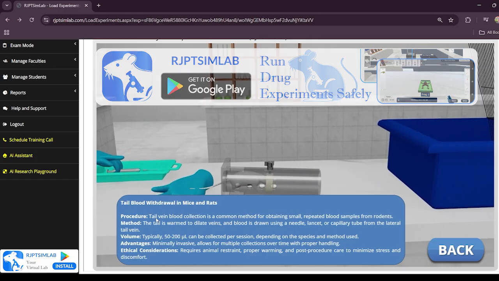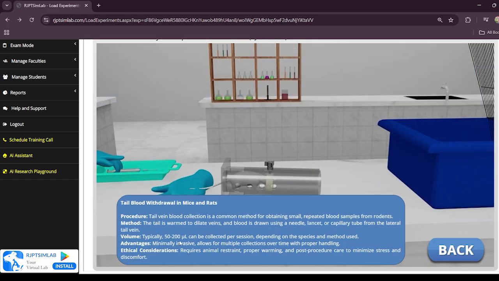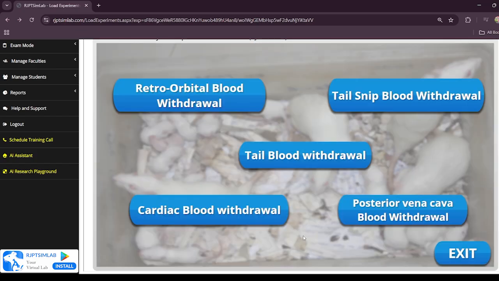The volume that can be collected from this technique is 50 to 200 microliter per session, depending upon the species of the rodent and the method used to collect. The advantage of this technique is minimal invasive, which allows for multiple collection over time with proper handling. And the ethical considerations are that it requires animal restraint, proper warming, and post-procedure care to minimize stress and discomfort for the rodent. The fourth technique, we have the cardiac blood withdrawal technique.